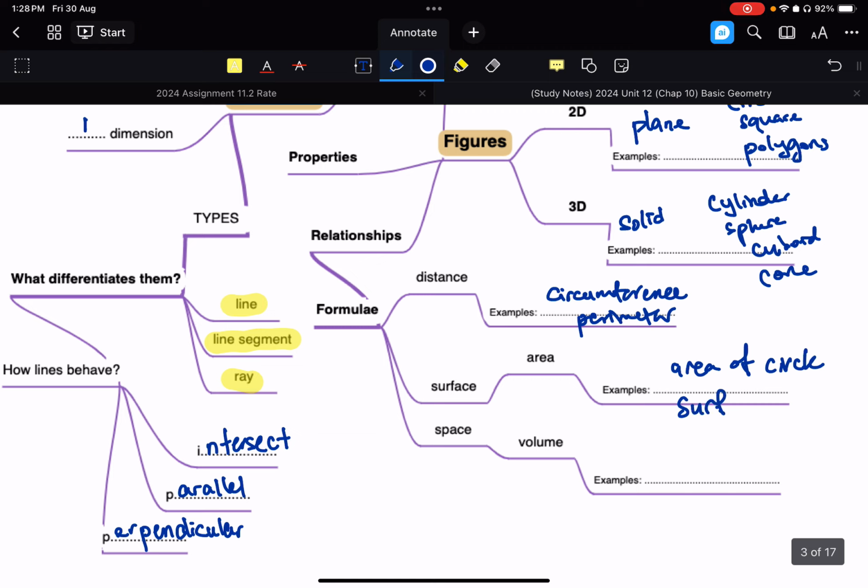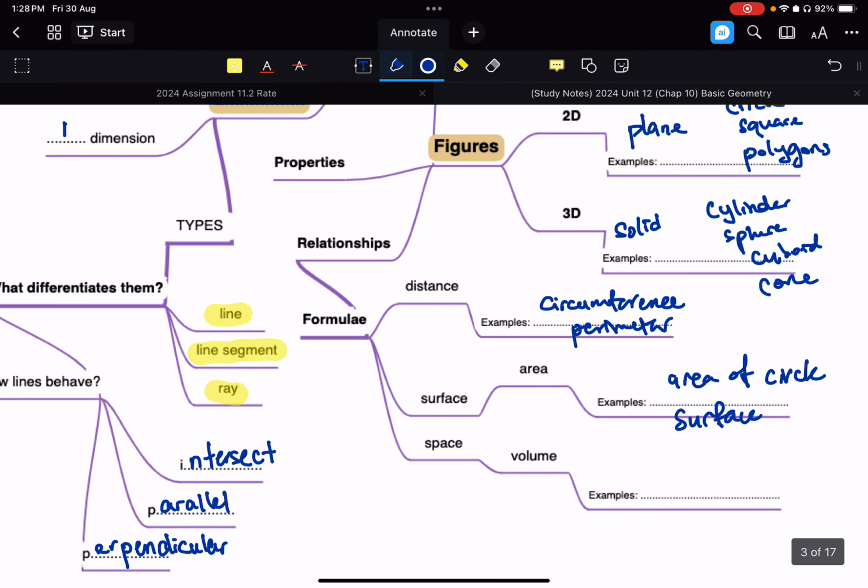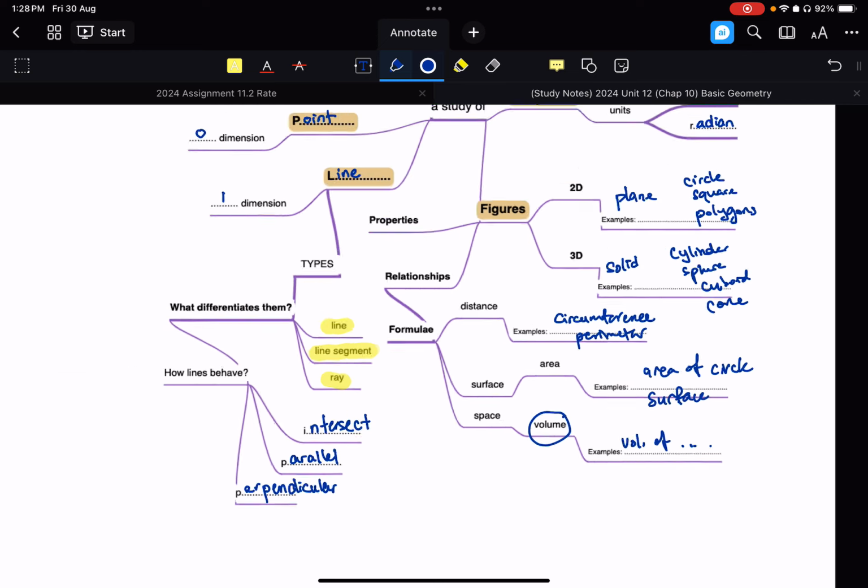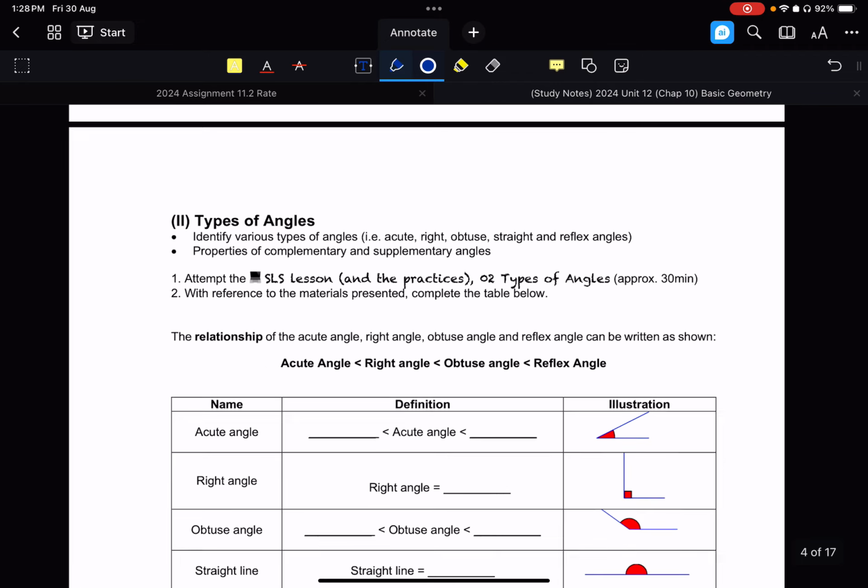There's also three-dimensional, where you have your surface area, and the surface area of various shapes as well, your cone, your pyramid, and so on. And then of course, for three-dimensional figures, we talk about space. When we talk about space, we talk mostly about volume, right? So you have your volumes of the various shapes. So this is what we are investigating when we talk about geometry.